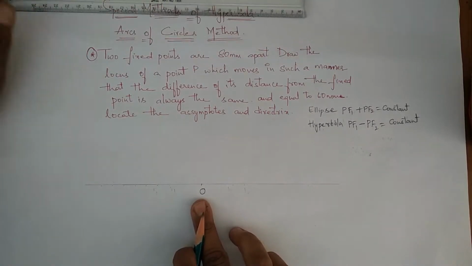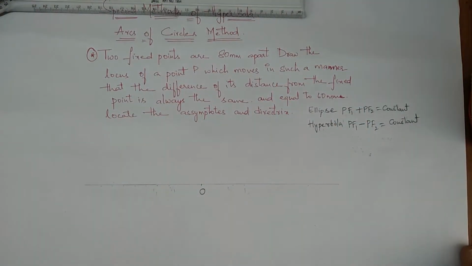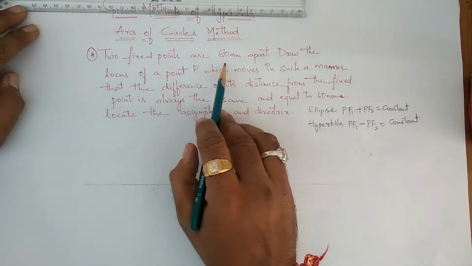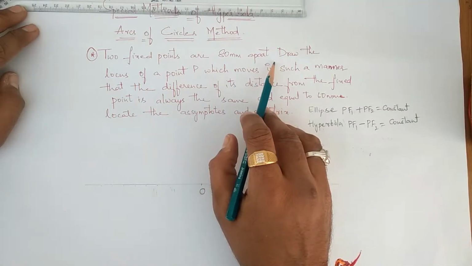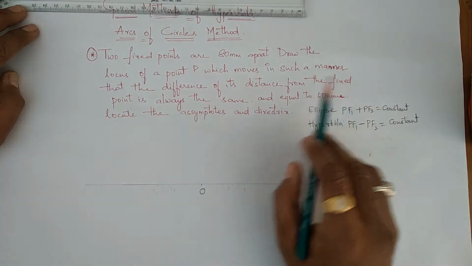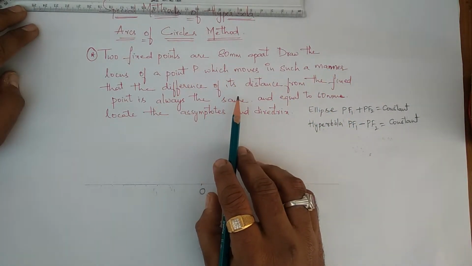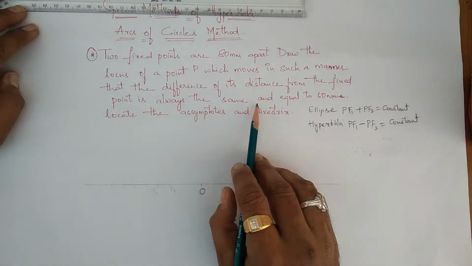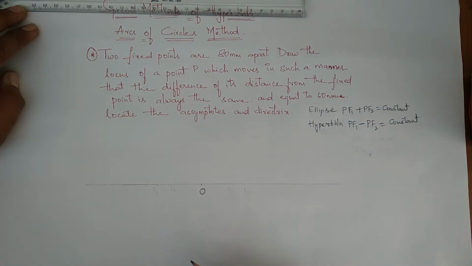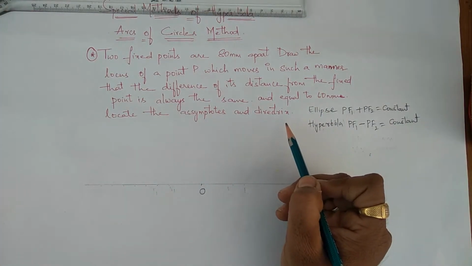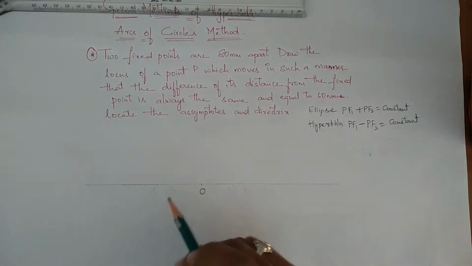If you look at the question, two fixed points are 80 mm apart. Draw the locus of the point P which moves in such a manner that the difference of its distances from the fixed points is always the same and equal to 60 mm. Locate the asymptotes and directrix. So this is what is asked of us in the question.